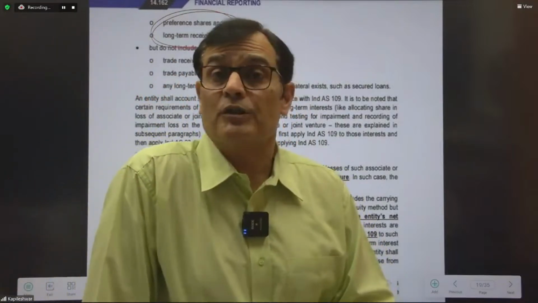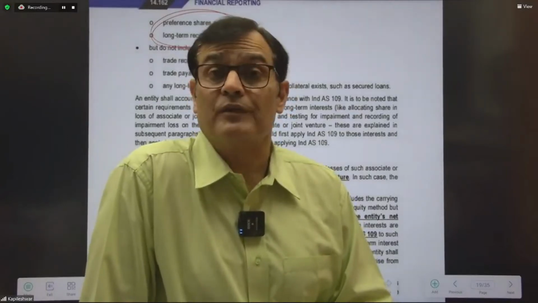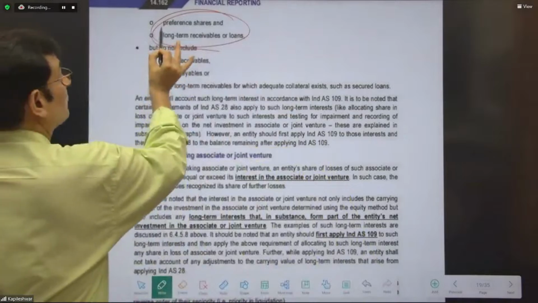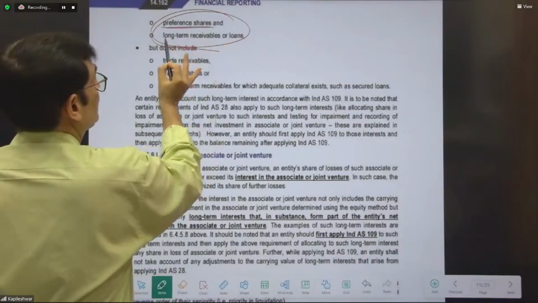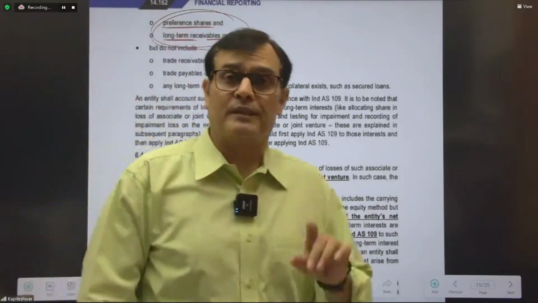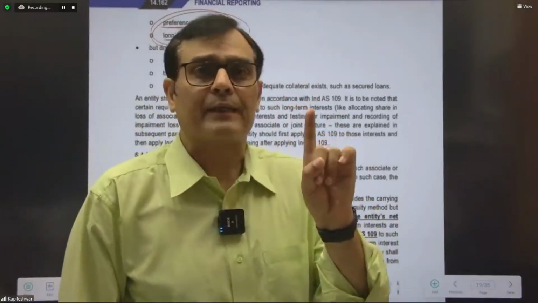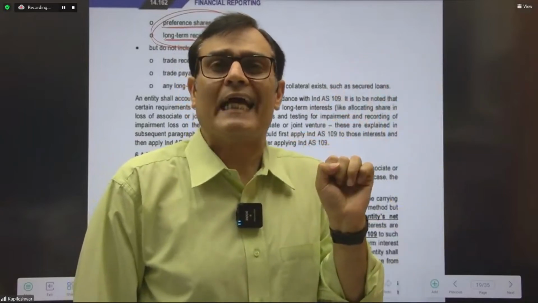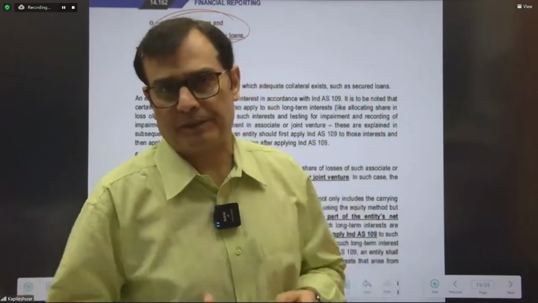We're not covering short-term loans. We're not considering trade receivables. The intention has to be very clear that you make an investment in preference shares or long-term receivables or loans of the associate company where there is no intention to take the money back. You give them the money and there is no intention to take the money back. So it is as good as a permanent investment.